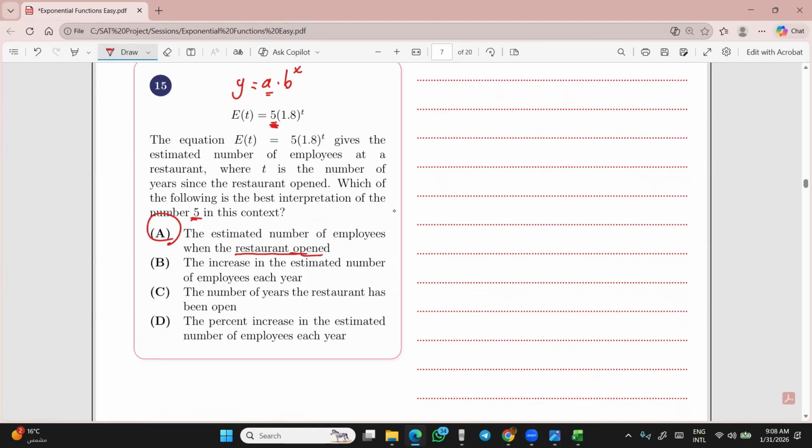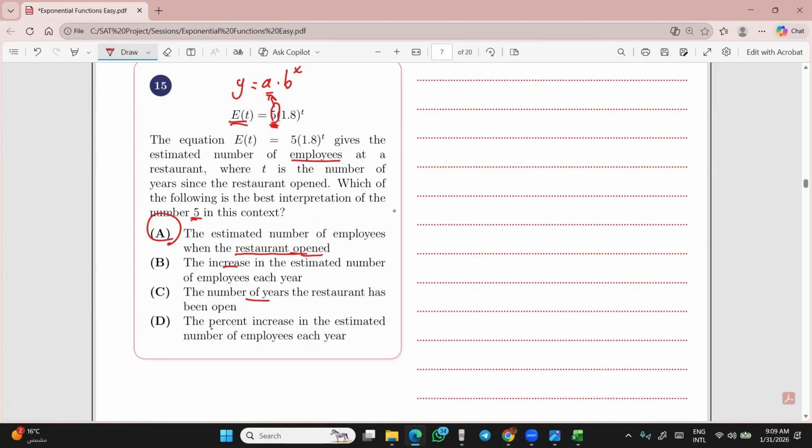Of course, that's the correct answer. Not the increase, not the number of years. It's not the number of years, of course. This has to take the unit of E. E gives the number of employees. So this will also be a number of employees, not the number of years. The number of employees was 5 at the beginning of this period of time.